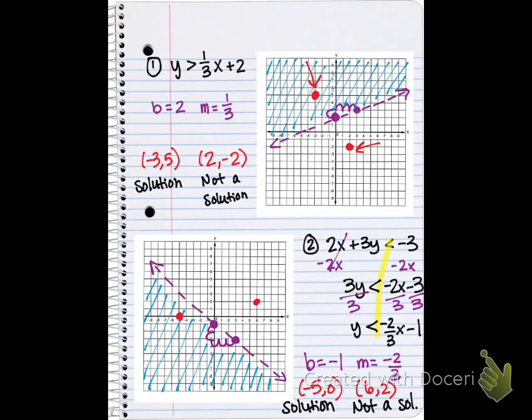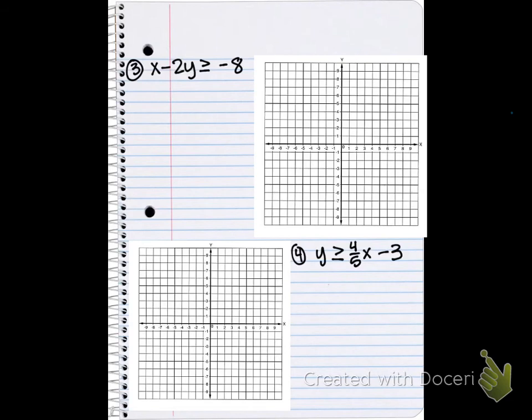All right, let's look at a couple more examples. All right, number 3. We have x minus 2y is greater than or equal to negative 8. So this again is in that standard form, and we must isolate y. That's our first step to get this into a slope-intercept form. All right, so I'm going to draw my line.